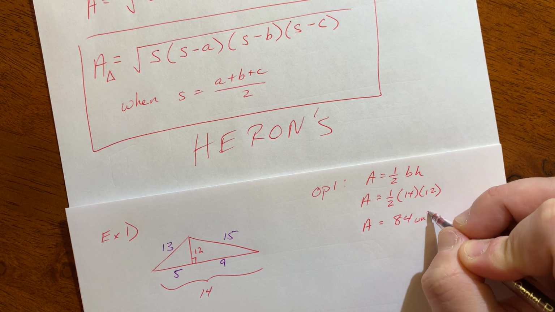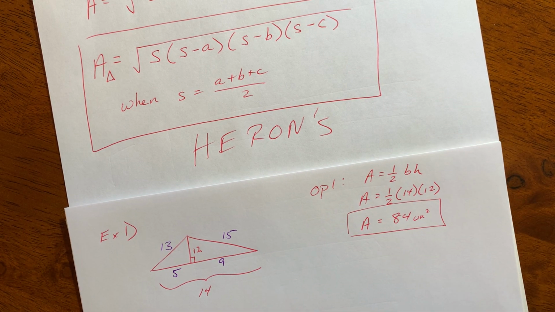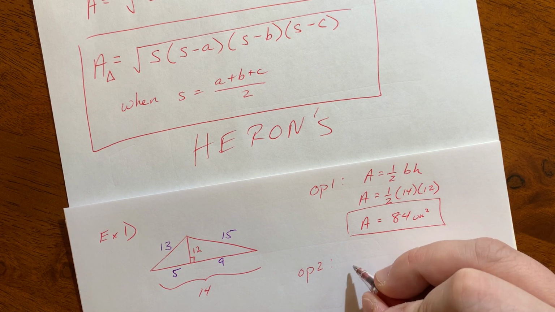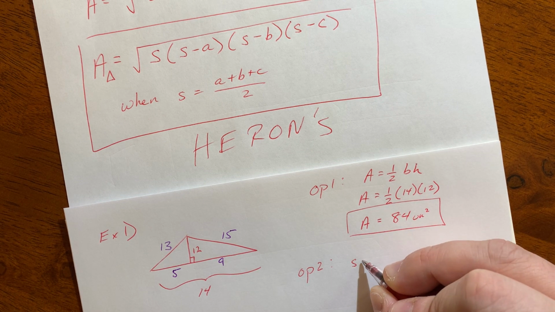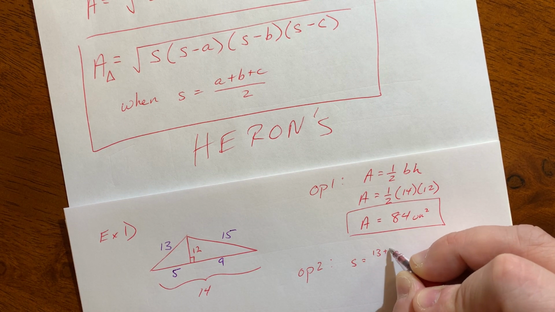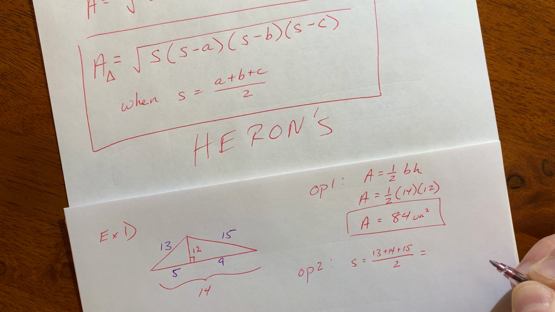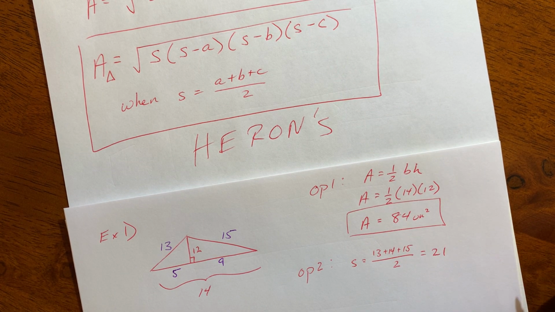So 84 square units would be the area of this. Heron's formula is more complicated for this one. Okay, option 2 being Heron's formula, we would need the semi-perimeter first. So the semi-perimeter is (13 plus 14 plus 15) divided by 2, or in other words, 21, because when we add all of these together, we get 42 as the perimeter. Half of that, the semi-perimeter, is 21.